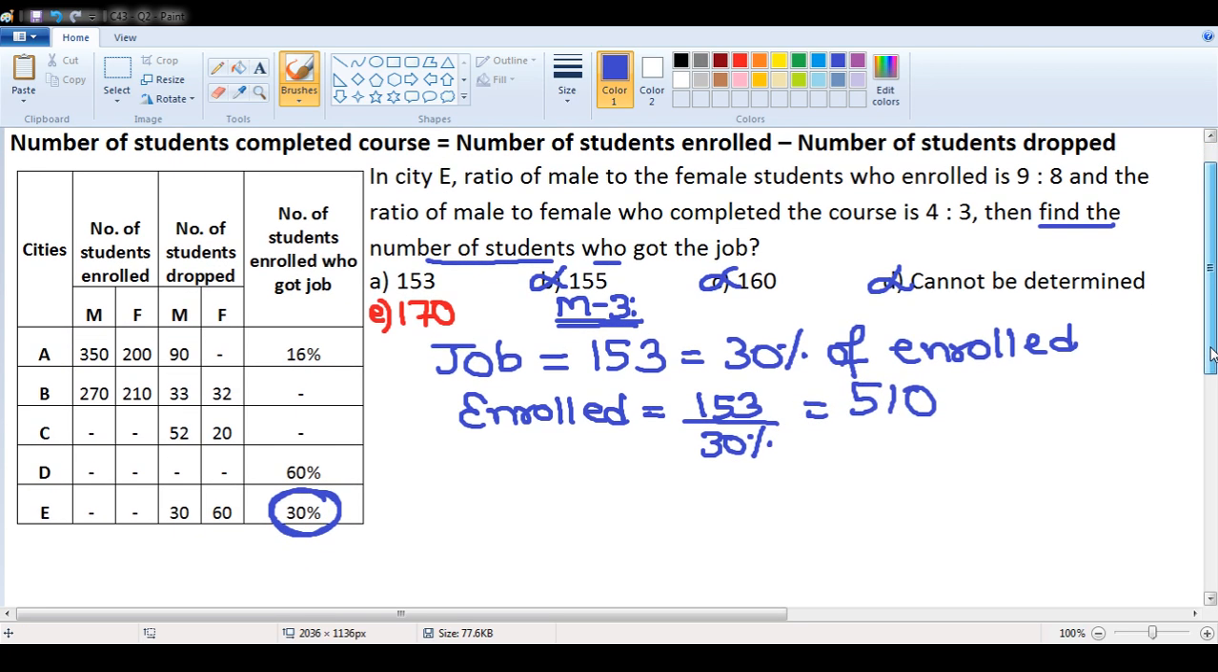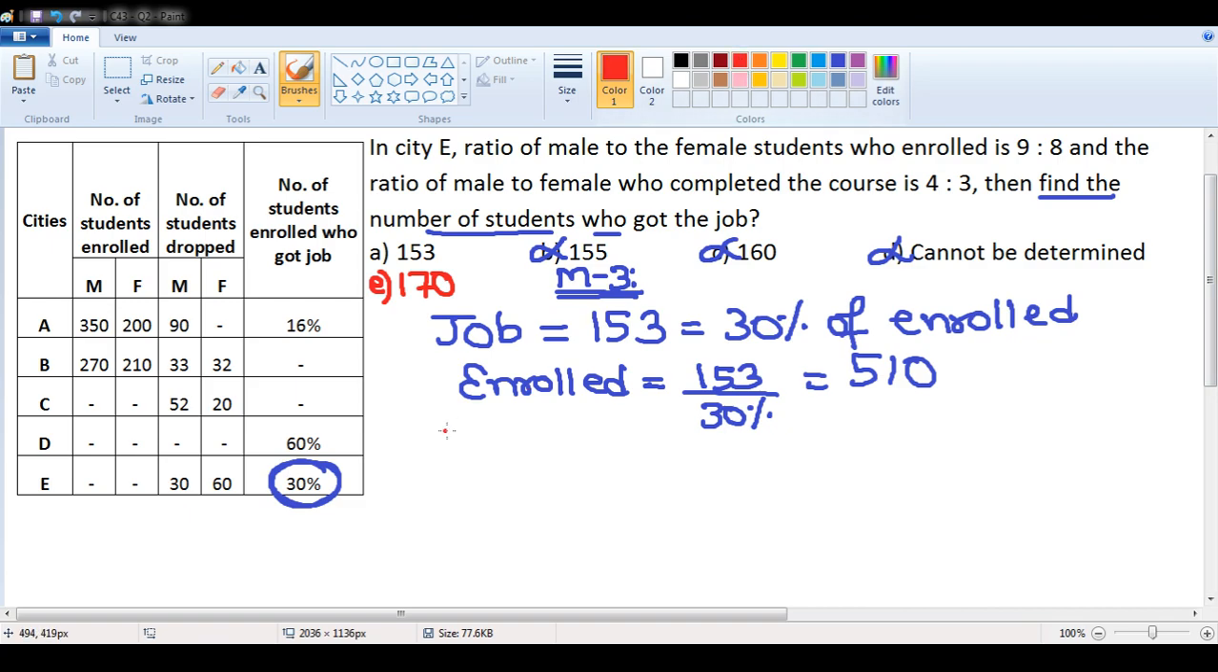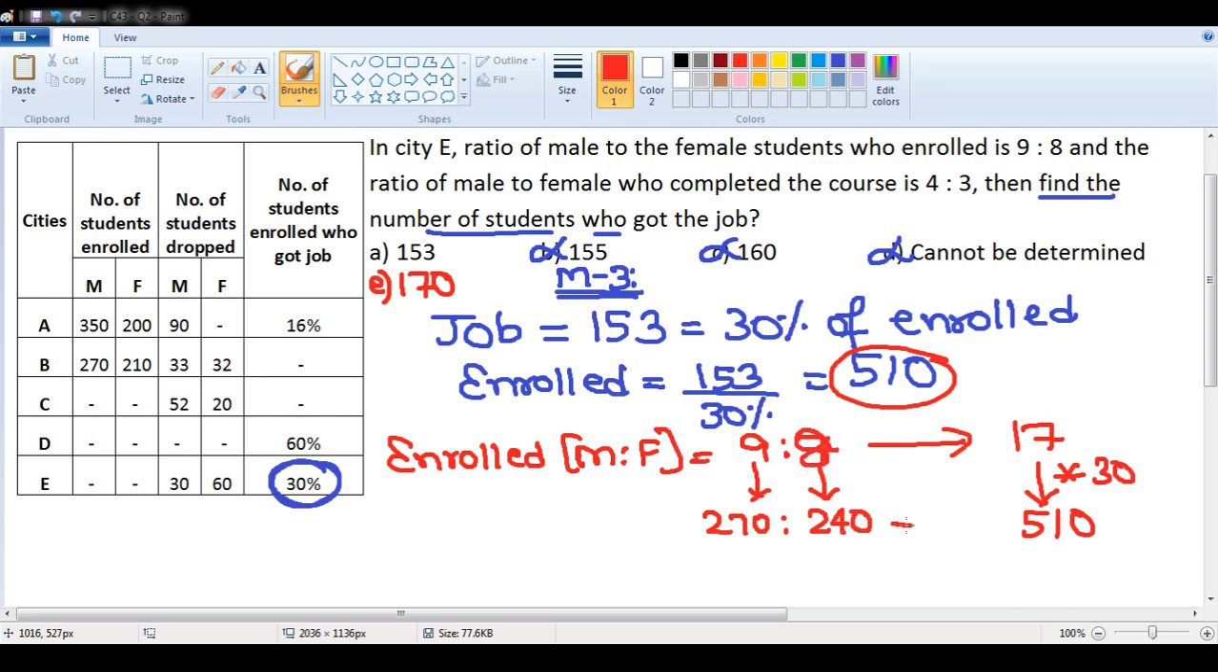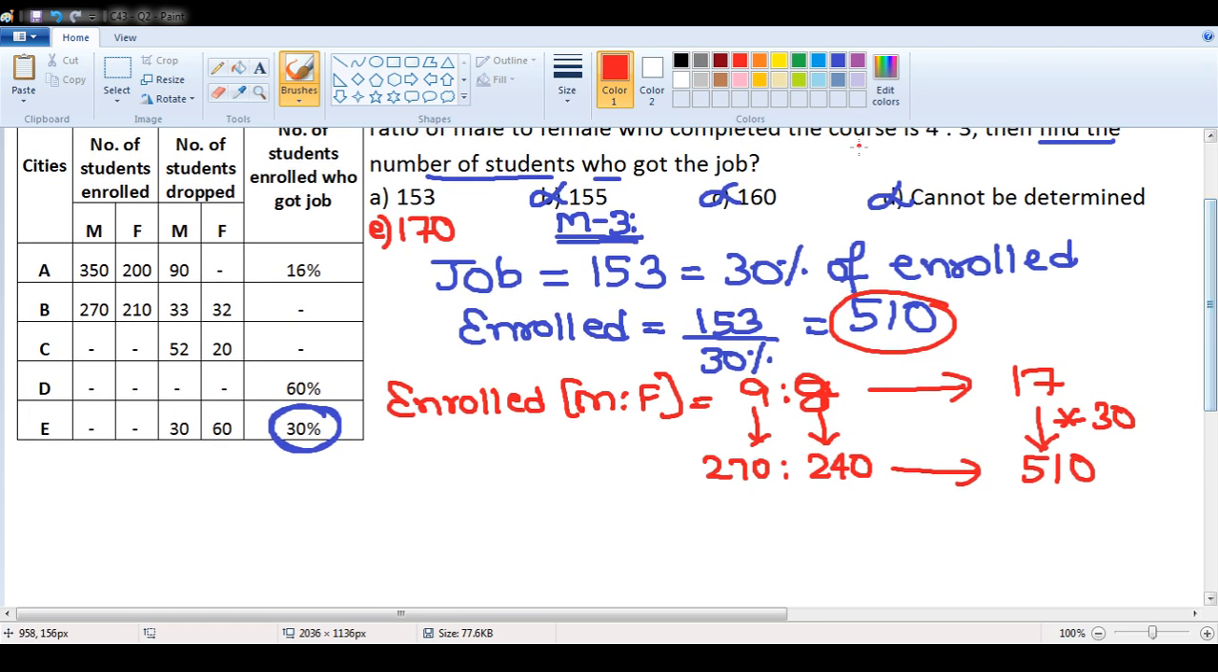Totally 510 students have enrolled, and the question says the ratio of enrolled male and female students is 9:7. According to the ratio it is 17, and according to the question it is 510, which we found just now. 17 into 30 is 510. 9 into 30 is 270 male enrolled. 7 into 30 is 240. 8 into 30 is 240 female students enrolled. That means 270 male enrolled, 240 female enrolled.